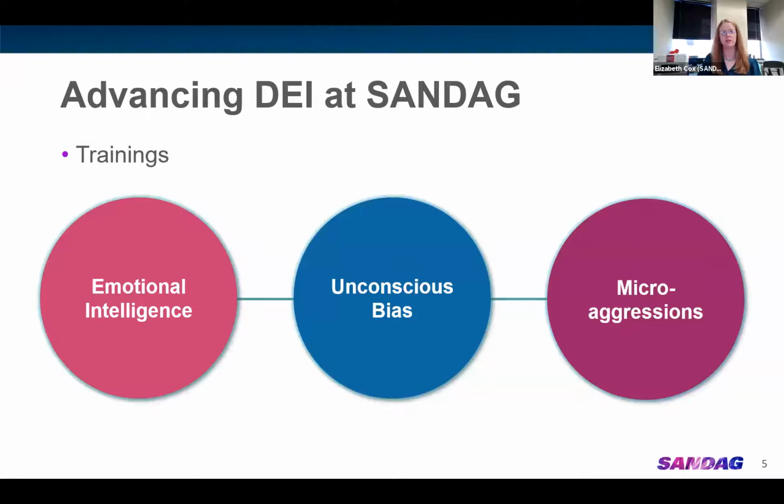We partnered with a DEI practitioner to provide initial trainings to our DEI council, as well as to our executive team. And the 3 initial topics touched on emotional intelligence, unconscious bias, and microaggressions. And as a next step, the DEI Council has recommended that unconscious bias training be offered to all of our employees in 2022. So we're currently working on a plan to make that happen.